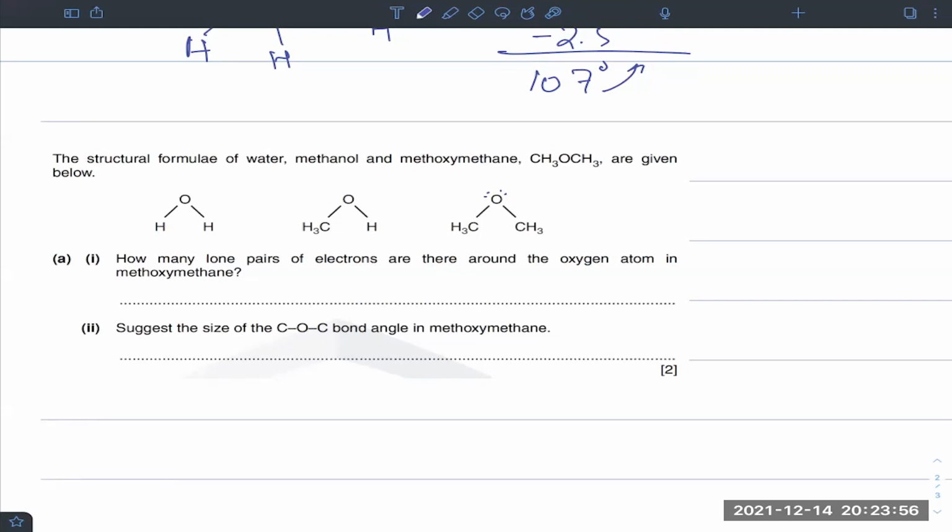What is the angle of the COC bond in methoxymethane? Again, this is no different from the bond structure of water, okay? And the angle, as we know in water, is, again, there are 4 EDRs, 4 electron dense regions. So that is 109.5 minus 2 times 2.5. So that is 104. That is our angle.